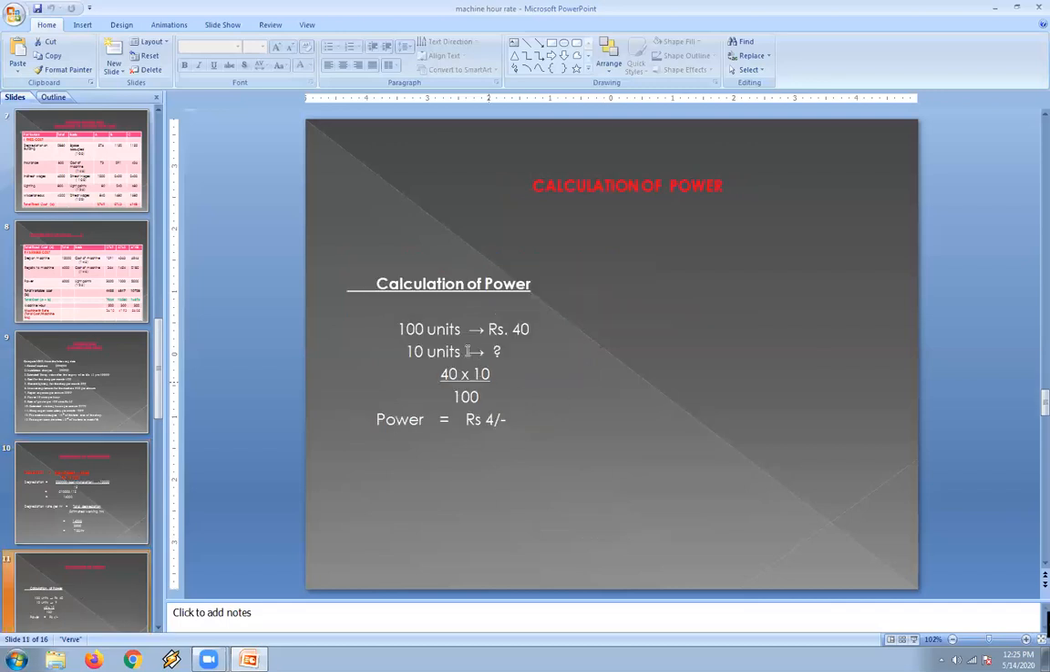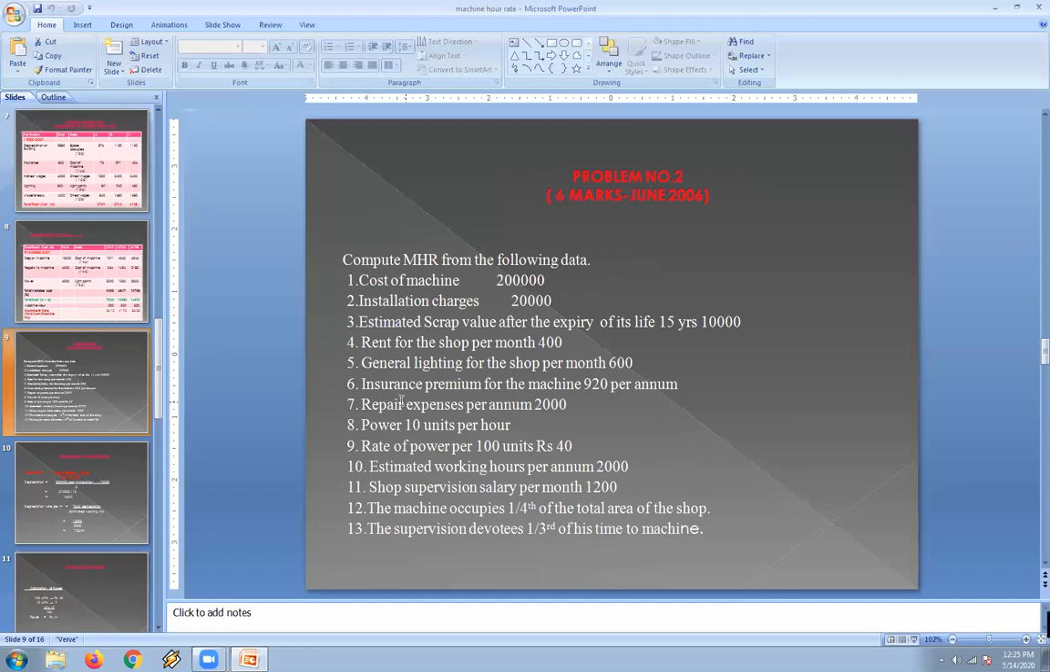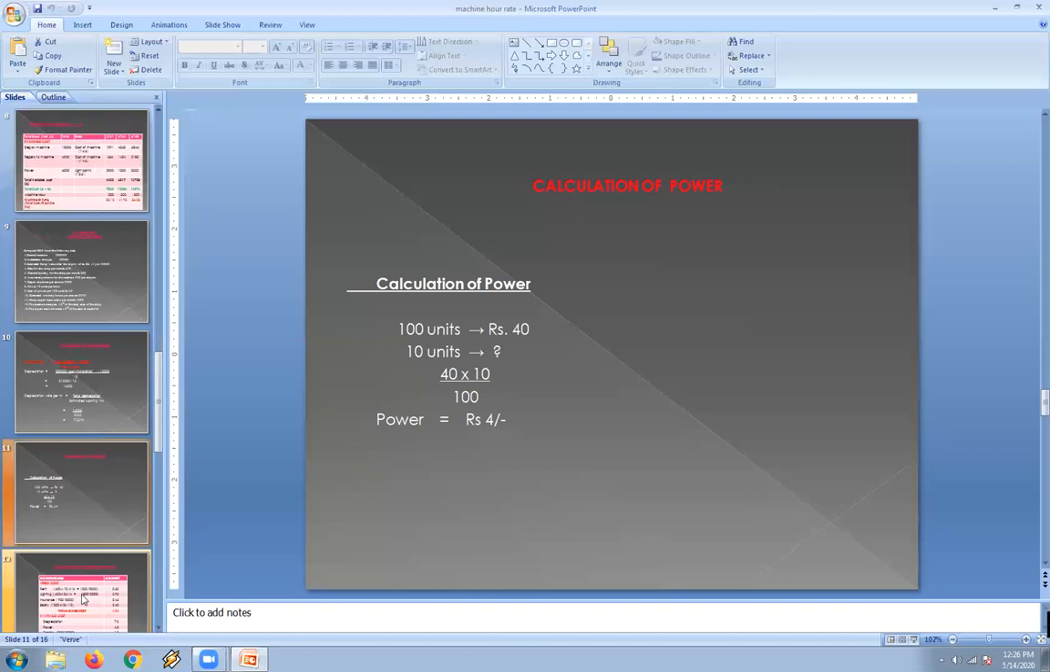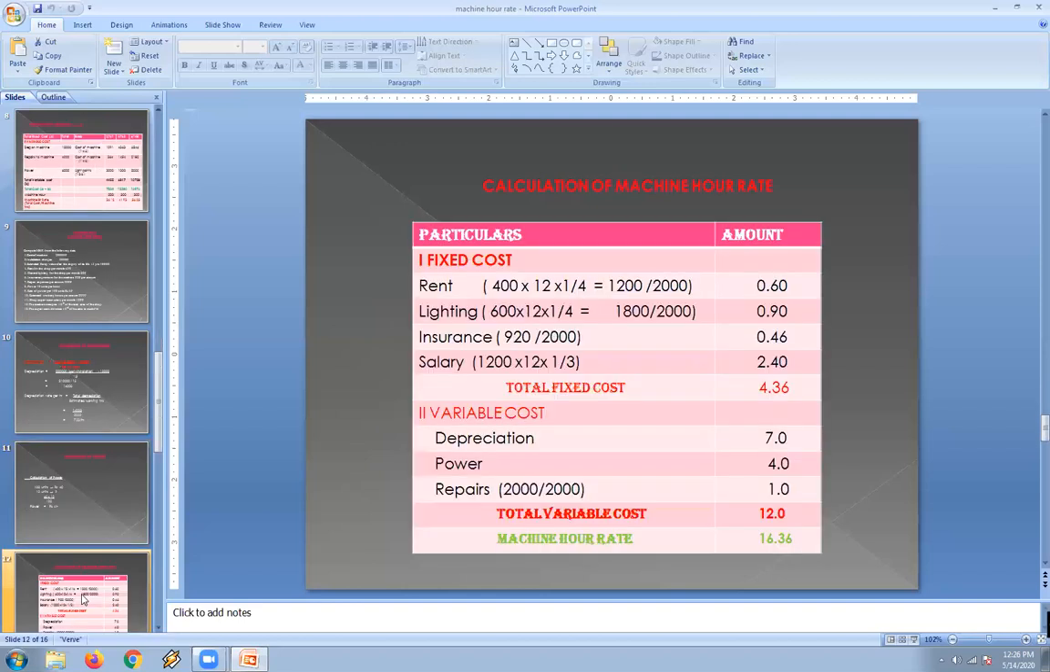So in the same manner we will have to calculate for the power. The question they have given regarding the power: for 1 hour 10 units consumption, and the rate of power per 100 units is 40 rupees. So for 1 hour how many units of consumption are going to take place? It's 10 units. For 100 units 40 rupees, so for 10 units how much? Then 40 into 10 divided by 100, therefore the power rate is 4 rupees per hour. And the next thing is that we have to prepare the table, one column for particulars, one for amount.